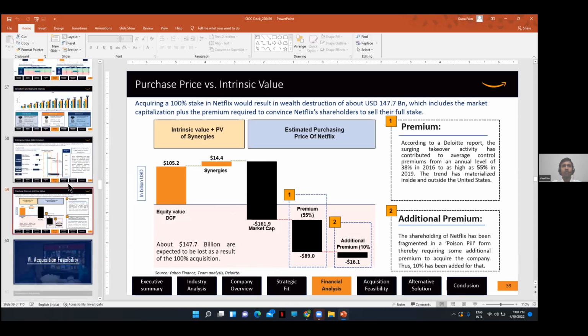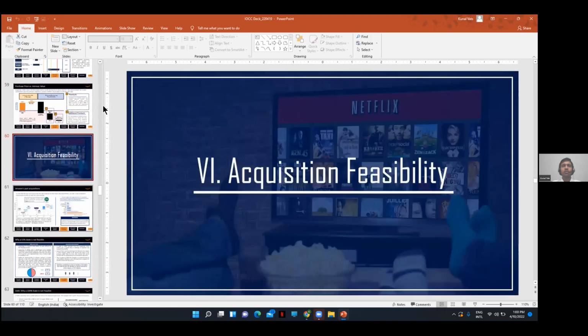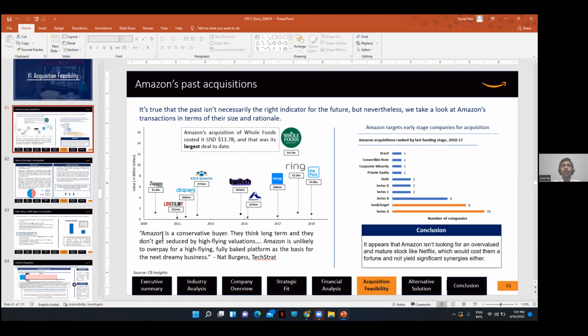Now, when we go to acquisition feasibility, we try to understand Amazon's past acquisitions and what kind of acquisitions it looks at. We finally understand that Amazon either goes for early stage companies or it goes for companies that it thinks can expand their business vertically, as we mentioned before. It does not really go for acquisitions which are overvalued and which are high flying, like Netflix in this case. This is based on their past history.